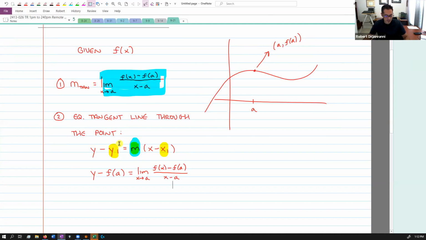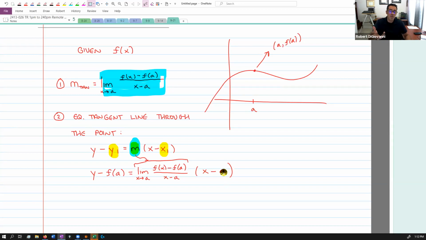Just keep in mind that that's the M. Okay, that right there is the M from the formula. And then x minus A. So the x1 becomes the A. So that's kind of like the master formula for finding the equation of the tangent line.